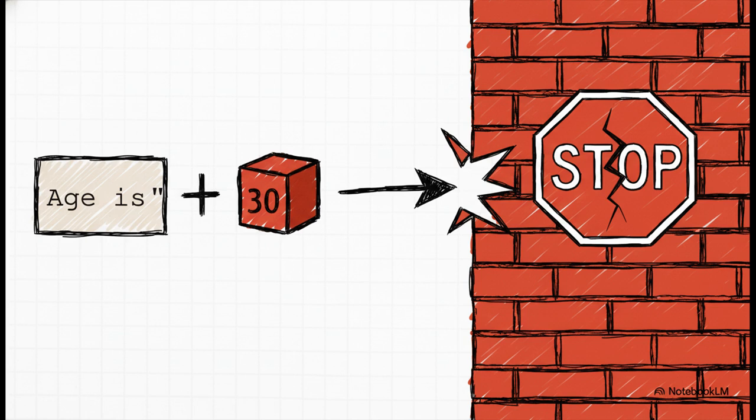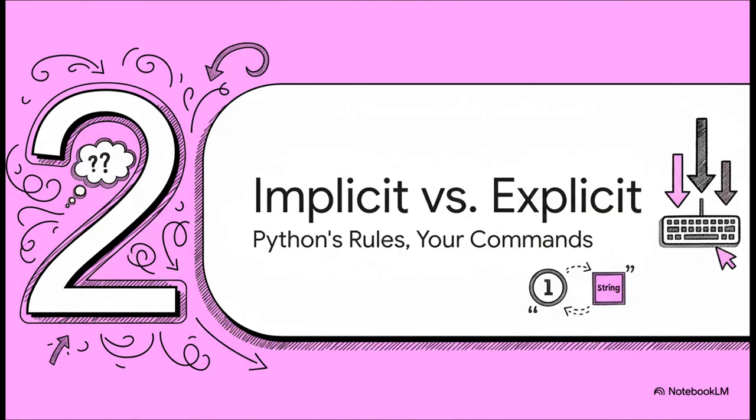This error is a wall every single new programmer hits. But the message is crystal clear. You can only stick a string to another string, not a number. Today, we are going to break right through that wall. So how do we fix this?